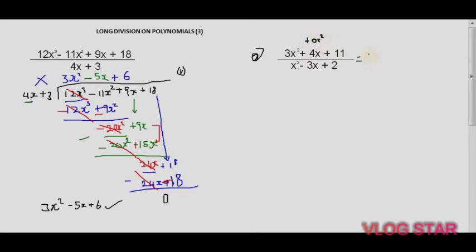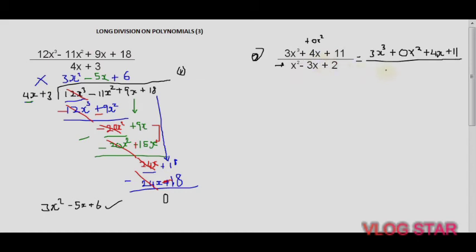Okay, now let's write the question. The question now is 3x cubed plus 0x squared plus 4x plus 11. Okay, so this is what we have. Then all over, the denominator is correct, because the power is just single, this 2, and then reduced to 1. So we won't touch the denominator.